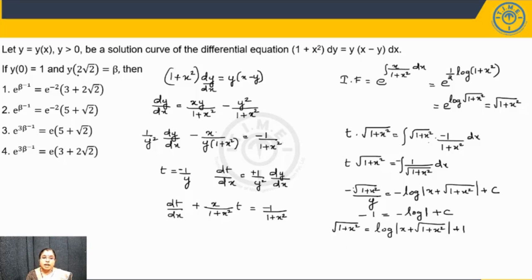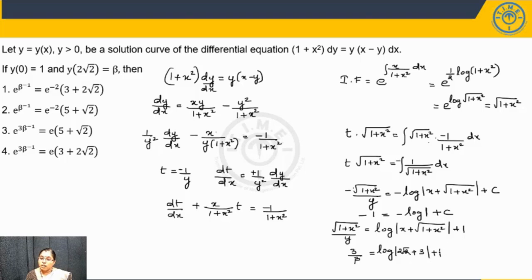Now let us put x = 2√2. So what do we get? (2√2)² is 8, 8 + 1 is 9, and 9/√9 is 3. So 3/β = log(2√2 + 3) + 1, where x is 2√2.